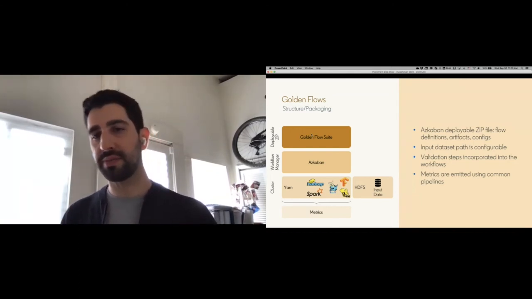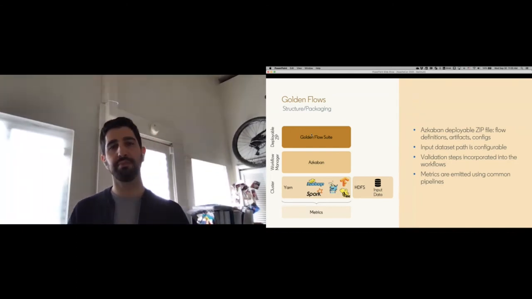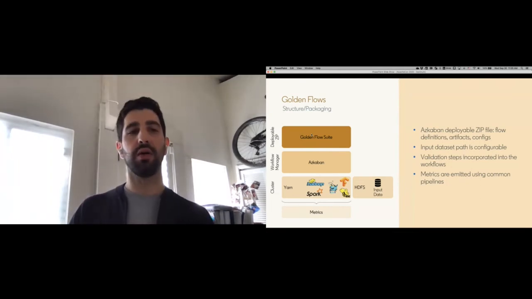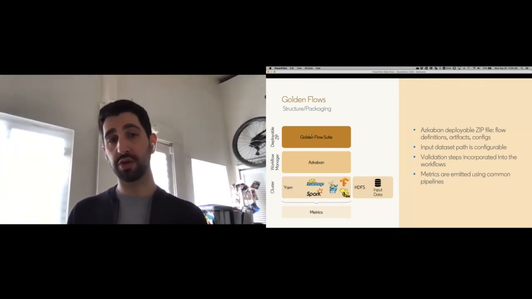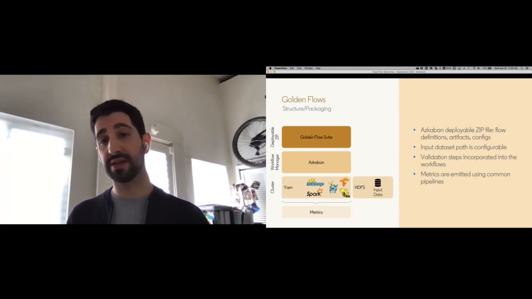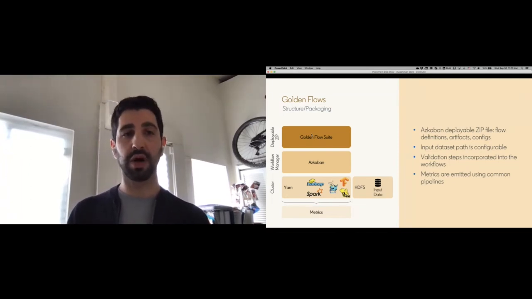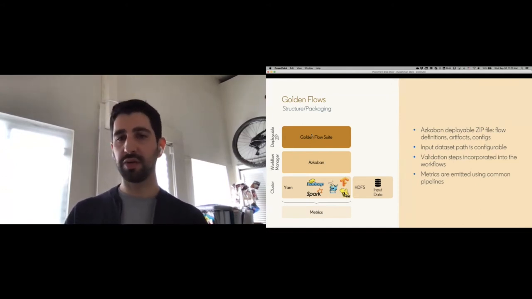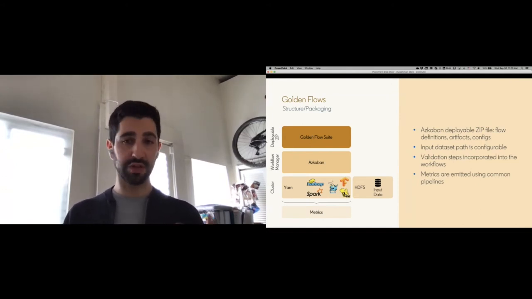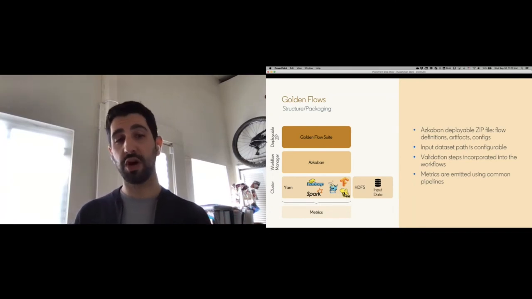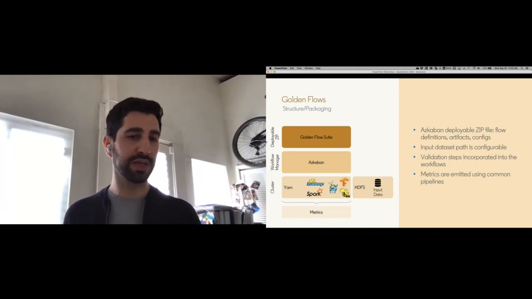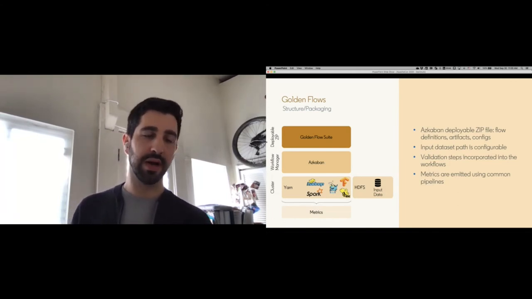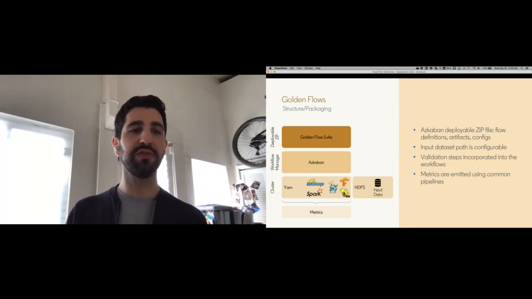The input data set path is configurable so that users can pin to a particular input when they run those golden flows. Those golden flows actually depend on real data, so they have to have a real input that they can consume. There are validation steps along the way just to be able to detect if something is wrong. Let's say if the input data is not there or the input size is different than what we expect, this is something that we want to surface before we report results.